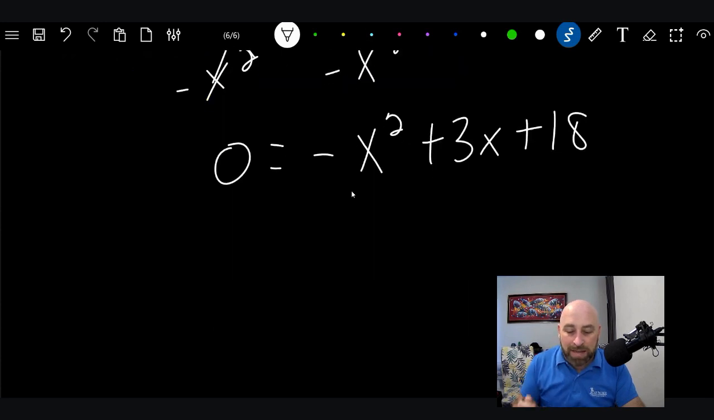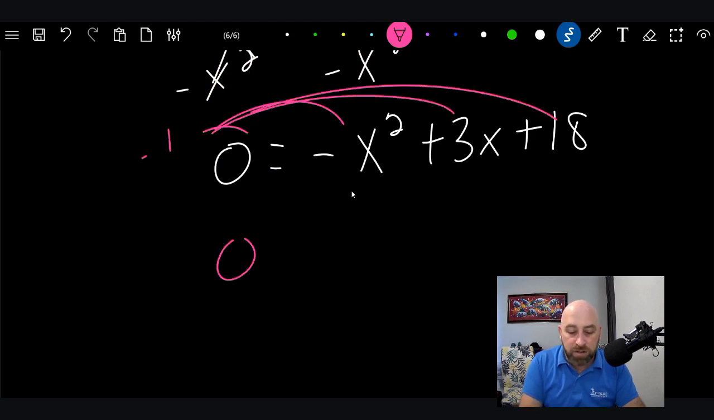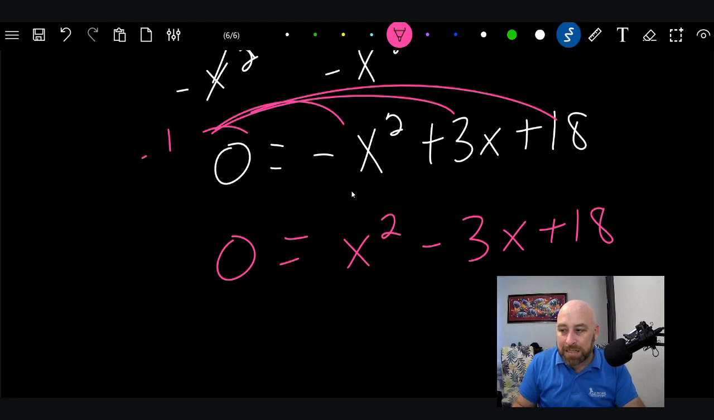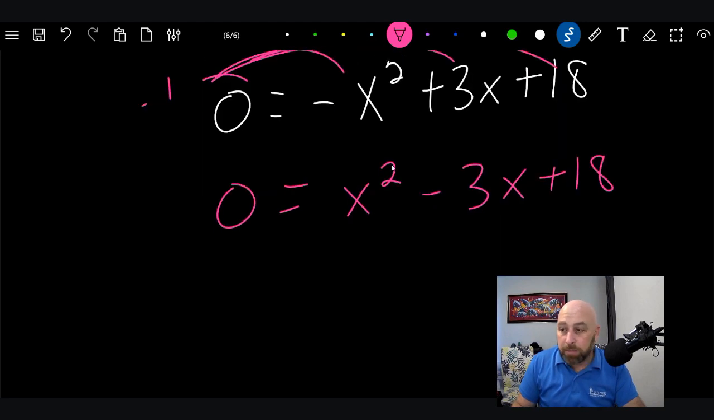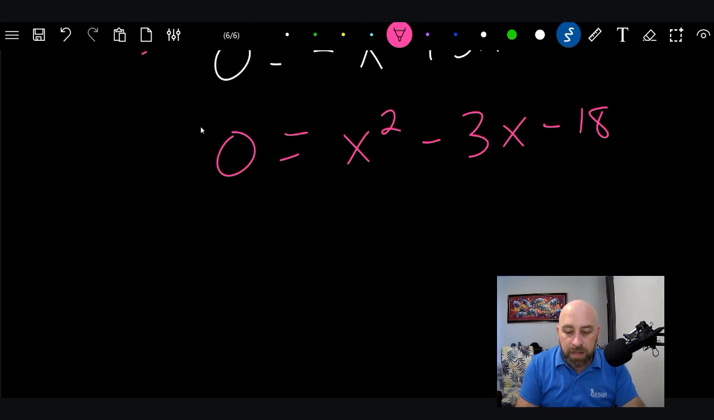I don't like that negative sign right there, okay? So let's multiply negative 1 times everything. Let's change it. So we're going to get 0 equals x squared minus 3x plus 18. And now we can go ahead and solve that out. Oh, minus 18, sorry. All right, minus 18. There we go. That's better. And now what we want to do is factor that and solve that.